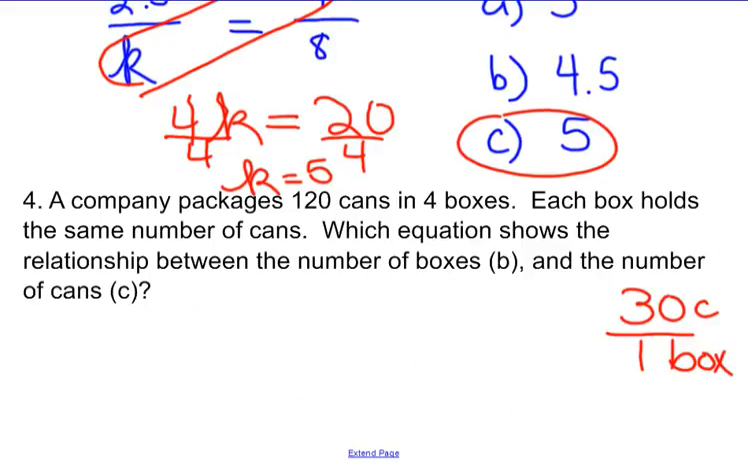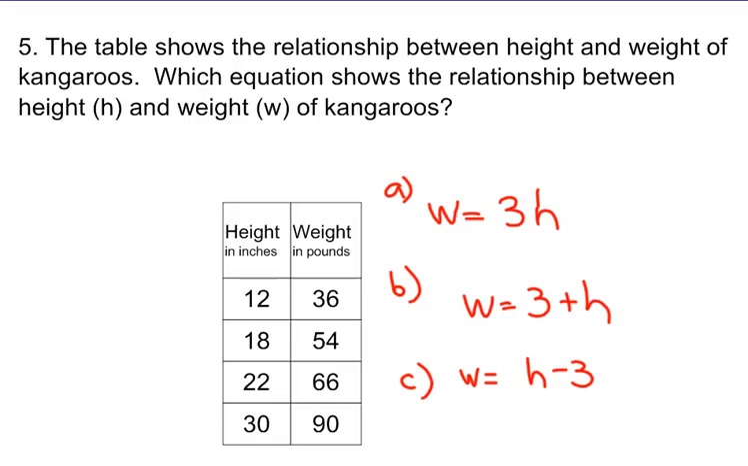So the number of cans is going to depend on how many boxes we have. And for every box, you're going to have 30 cans. So we're looking for an equation that shows number of cans, C, equals 30 per box, 30 times the number of boxes. That's the kind of equation you're going to look to find in the answer.